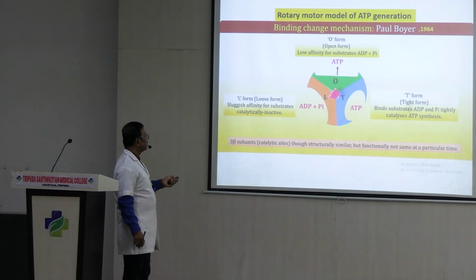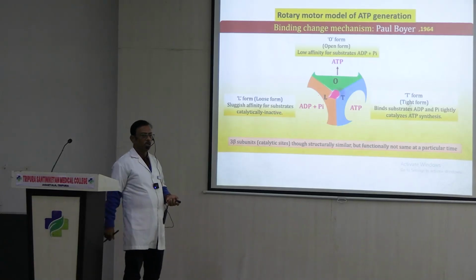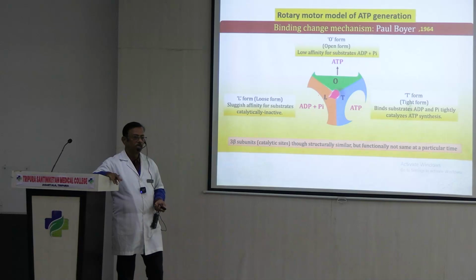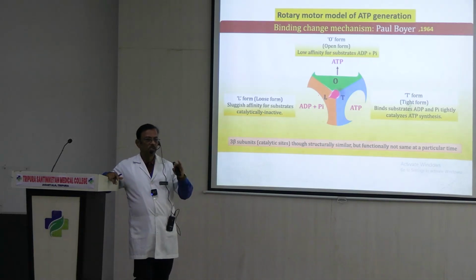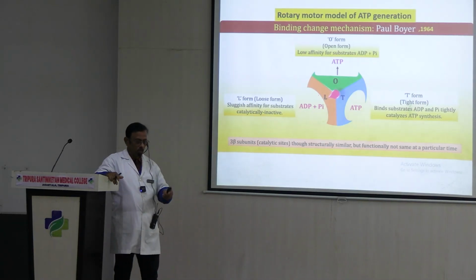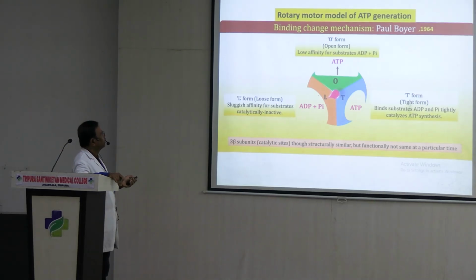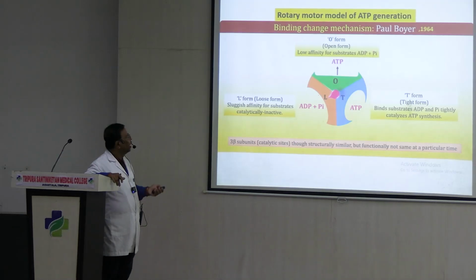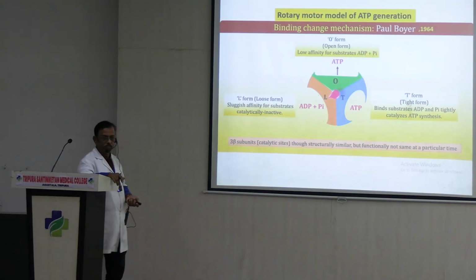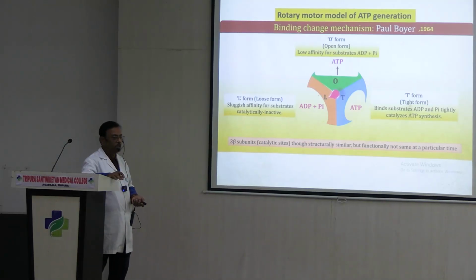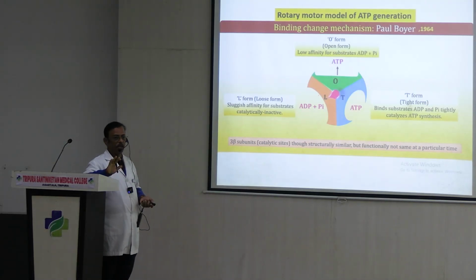So when the gamma subunits rotate, in beta subunit there is conformational change. Beta subunits, it has 3 different conformation. One is O form, it is open form. It has low affinity for the substrate ADP and PI. So when it is in O form, ADP and PI doesn't bind to this.